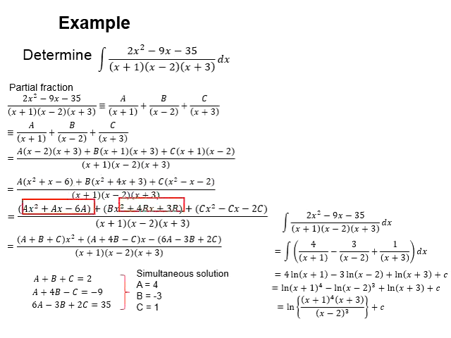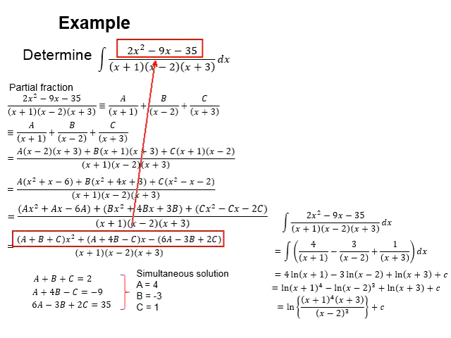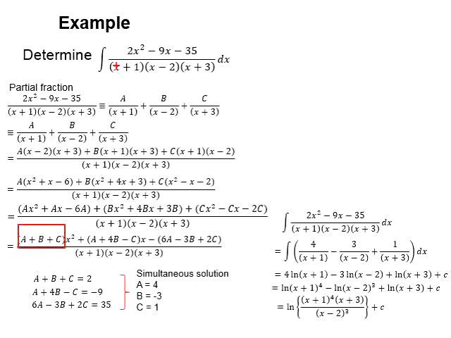Multiply a into the functions. Group them in accordance to x squared, x, and the constants. And this will make comparison with the original equation here. From here, you know that a plus b plus c is equal to 2. a plus 4b minus c is actually equal to -9. 6a minus 3b plus 2c is equal to 35.